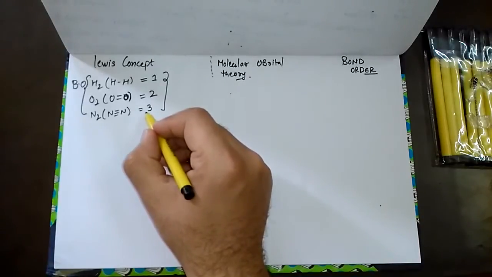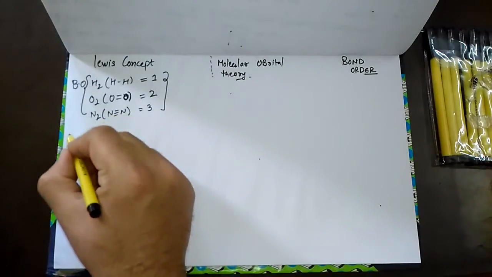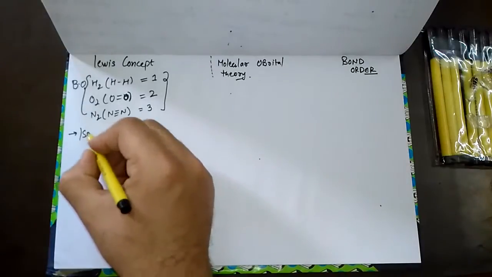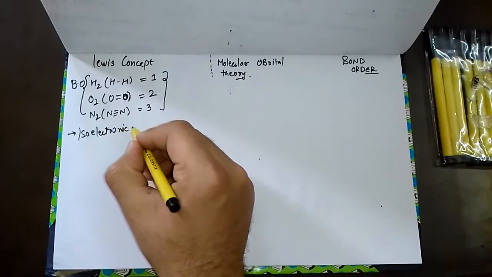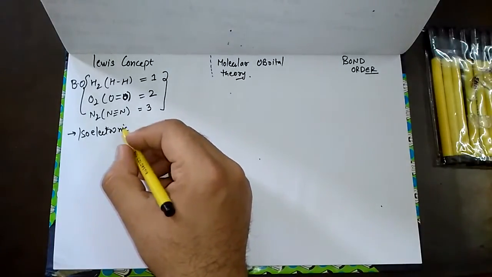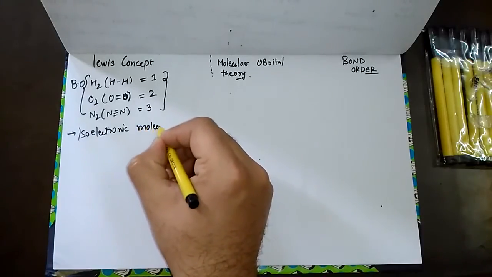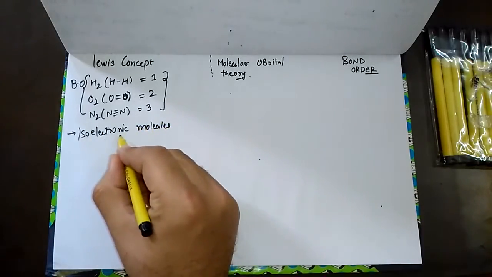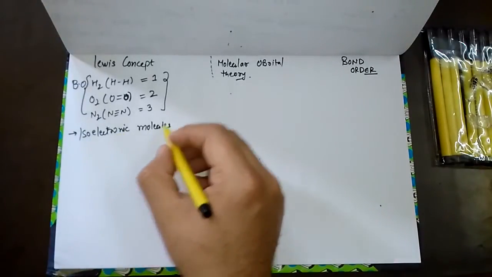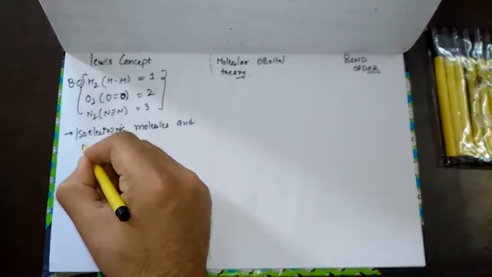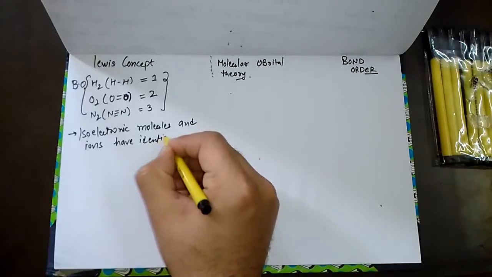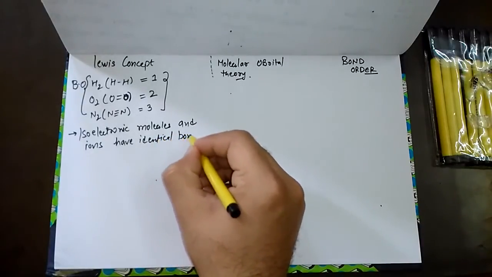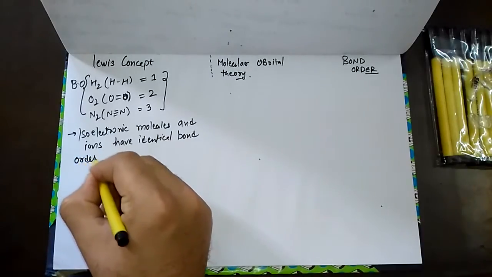What are the important points? Remember one thing: isoelectronic molecules will help you solve difficult numericals. What are isoelectronic molecules? Atoms, molecules and ions having the same number of electrons have identical bond orders.